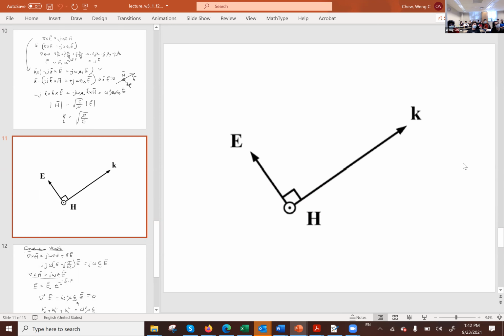There's something that you should remember to check the solution. You always make sure that E cross H is pointing in the k direction. That also follows from the Poynting vector. E cross H is the direction of power flow.